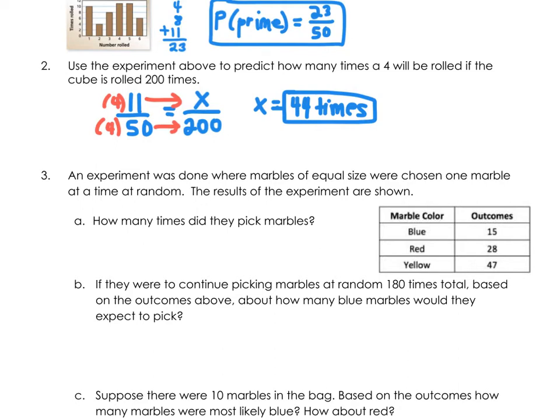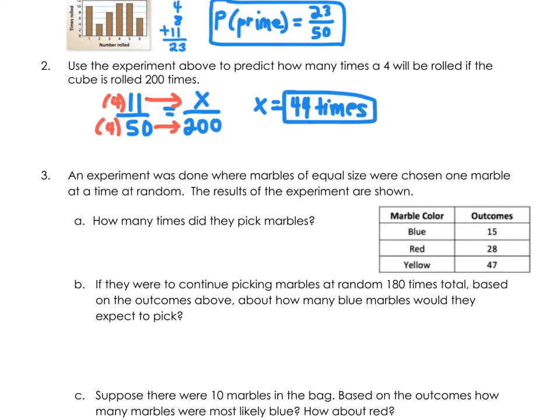Okay, let's look at problem number 3. It says here, an experiment was done where marbles of equal size were chosen, one marble at a time at random. The results of the experiment are shown. So we have our marble color and how many times they were picked.